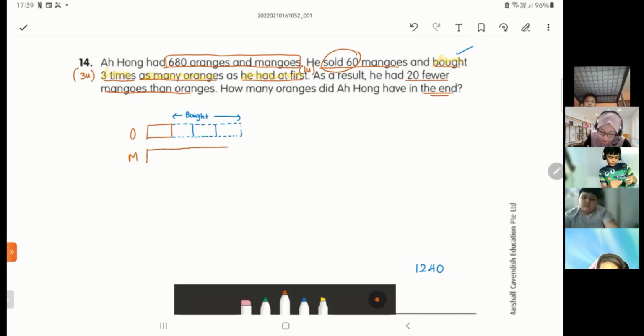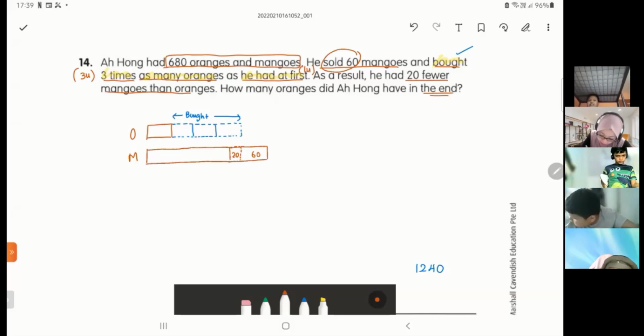So like that, I'm going to stop here. This is almost the same as the oranges, but only 20 short. Where is the 20? Here is the 20. Can you see? 20 is here. All right. Then don't forget he sold 60 mangoes, so we can put in the part that he sold 60 over here. I don't want to use dotted line, I just use like that. Okay, now I settle my mangoes already.